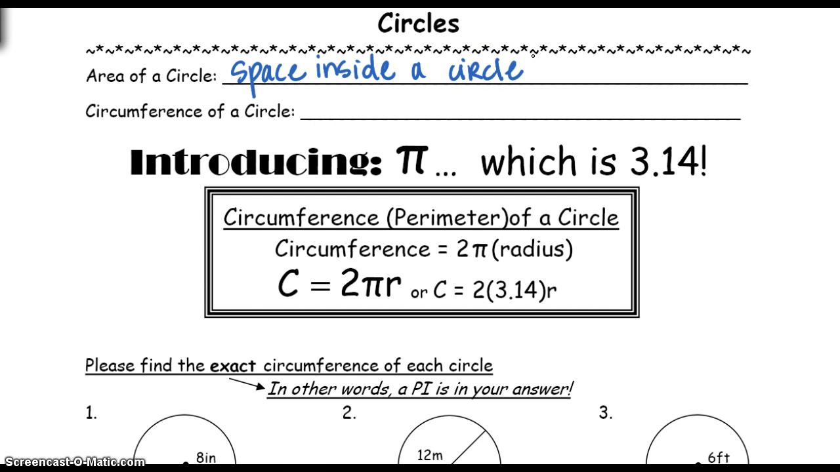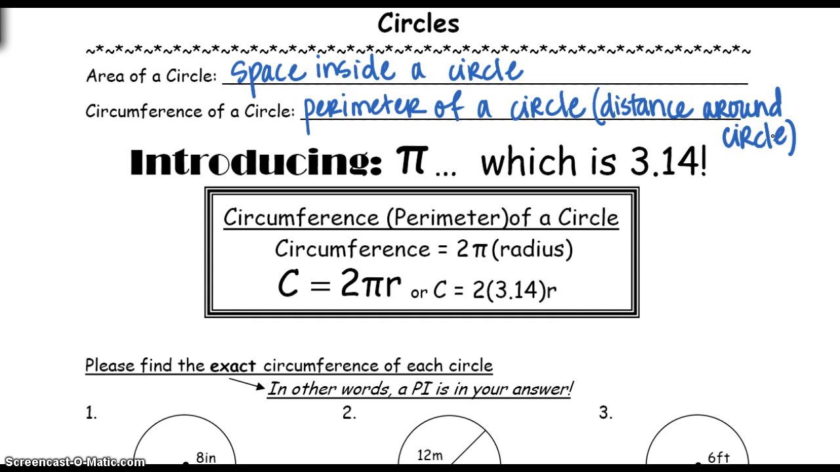The circumference of a circle, on the other hand, is different, and I don't know why they call it a circumference. I've never looked it up. Maybe I should. But the circumference of a circle is the exact same thing as the perimeter of a circle. Okay? The perimeter of a circle. So it's the distance around a circle. Because you know what perimeter is at this point. Distance around a circle.